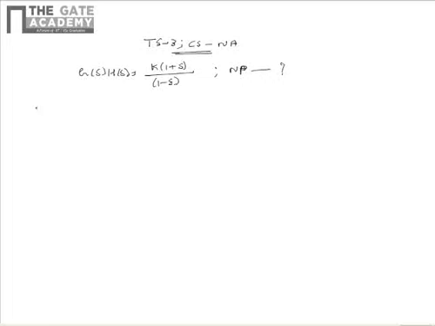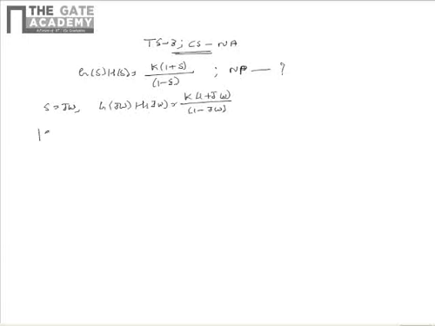From the given transfer function G(s)H(s), we see that upon substituting s = jω, G(jω)H(jω) = K(1+jω)/(1-jω).